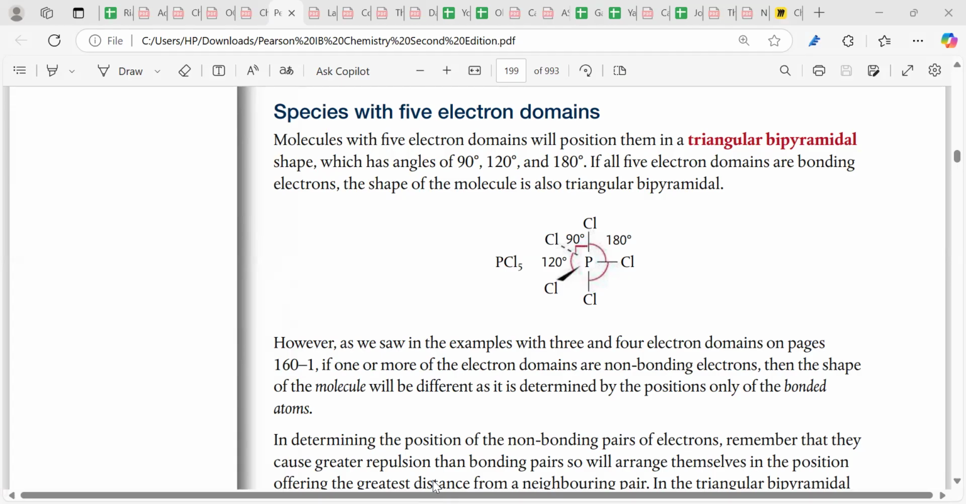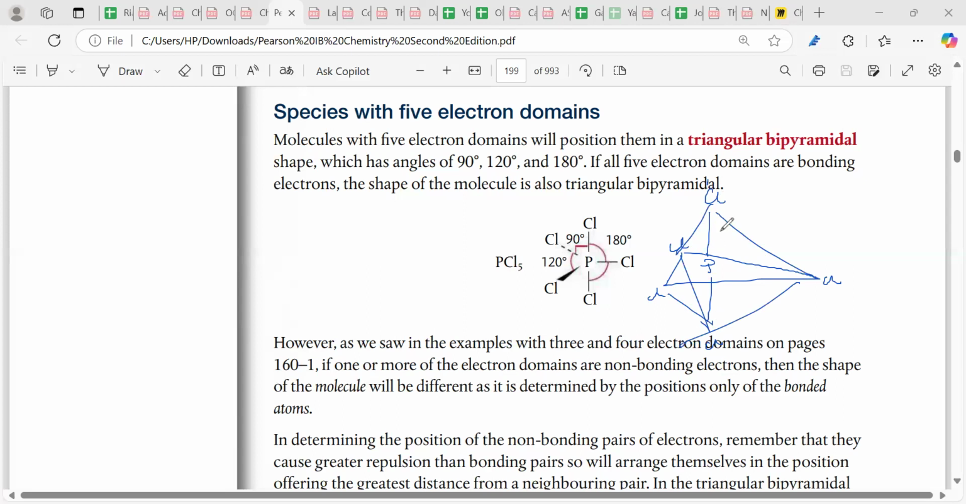Anyways, let's see PCl5. It will be having 10 electrons in the outermost orbit. And what will its structure be? Triangular bipyramidal. Is it clear? Triangular bipyramidal. You have got chlorine.